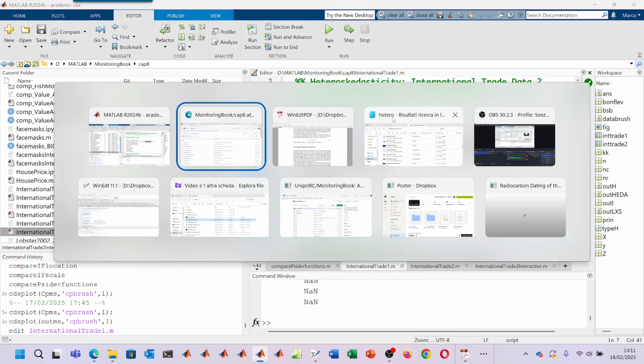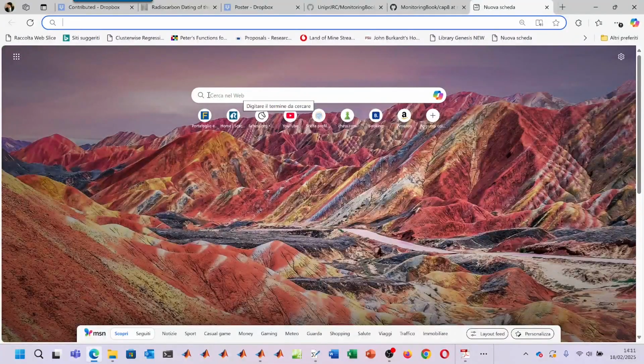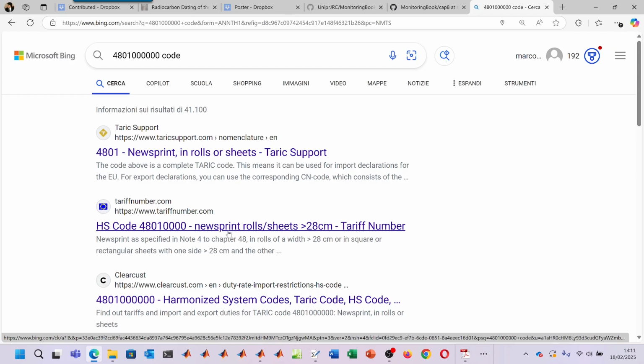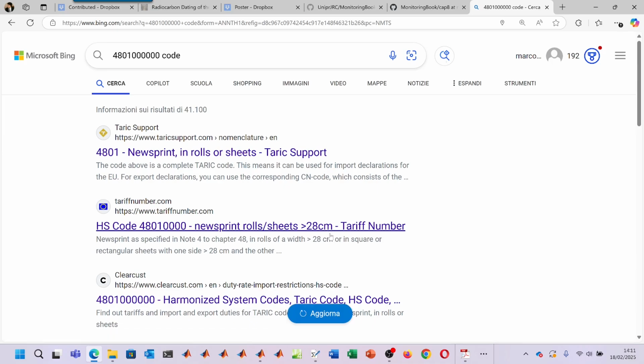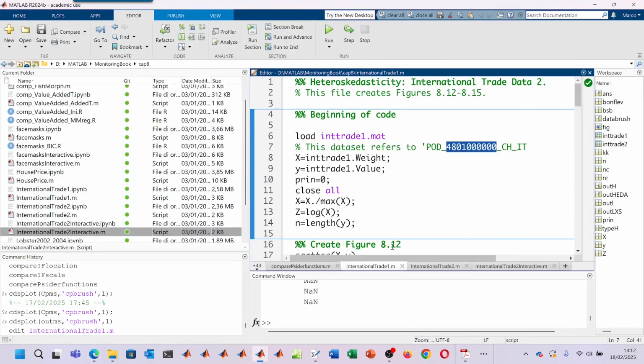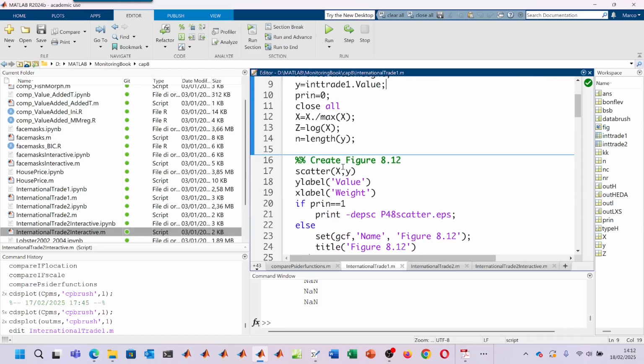If you want to know more about this code, you can search this code on the internet, and this refers to newsprint rolls, sheets greater than 28 centimeters. So this is one of the thousands of datasets that are routinely examined by the Joint Research Center of the European Commission with the purpose of detecting atypical observations.